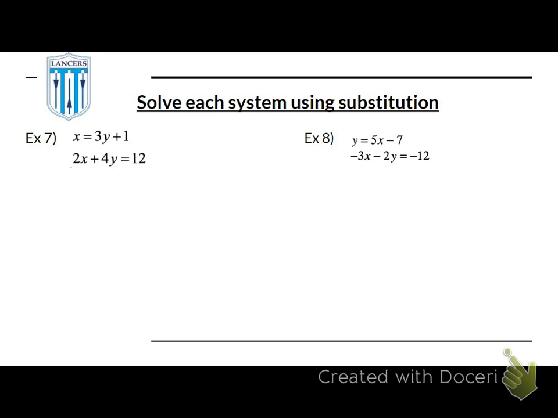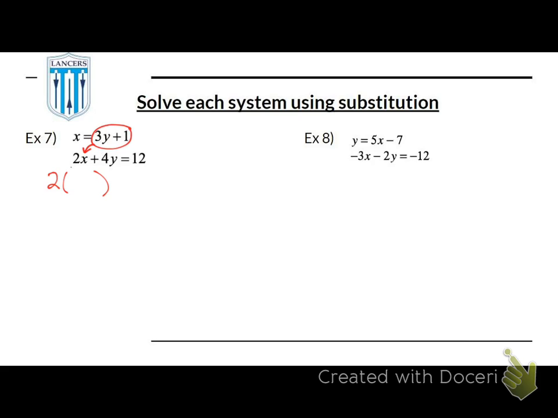All right, example 7 switches gears just a little bit. Anybody see why I say that about example 7? Wyatt, what do you think? Good, x is alone instead of y. That doesn't change much about our process, except for the fact that this is now getting plugged into x instead of getting plugged into y. Make sure you're paying attention to which variable is alone so you know where to put it.